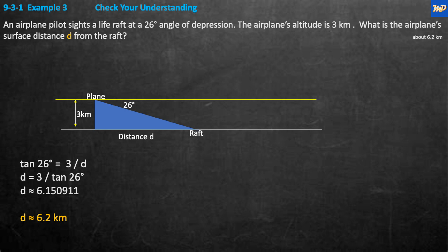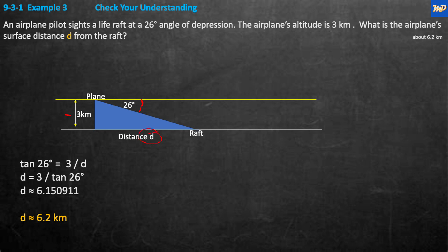Well, we have a picture of the plane here with a raft. The distance we're looking for is at the water's level, right? We're 3 kilometers in the air. We have a 26-degree angle right here. Here's our 3 kilometers that we're in the air, and we're looking for D.